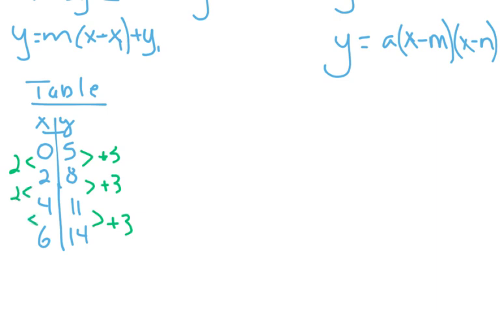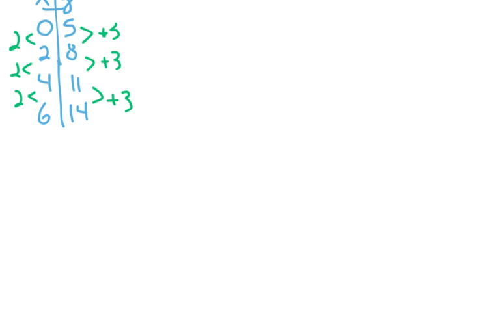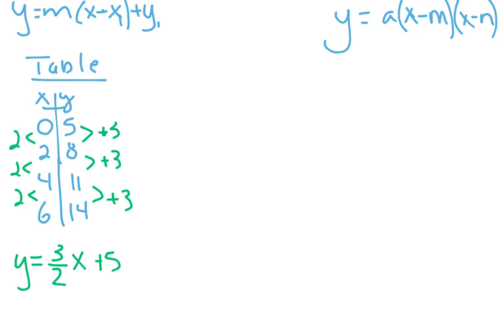And if you plot these points, they're going to form a straight line. If you write the equation, the slope is 3/2 x, because it's 3 for every 2 x, and we started at 5. So that's a nice generic, simple, linear table.